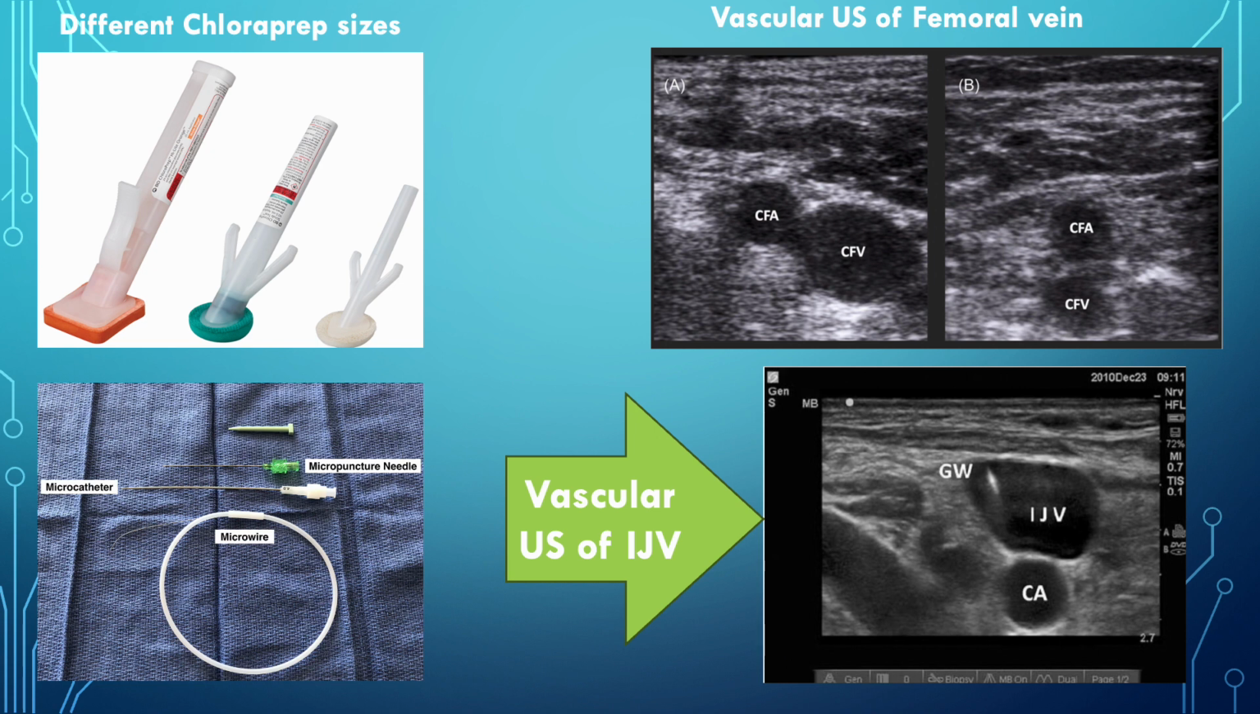And we can see here in the pictures the ChloraPrep. If you are not familiar with this cleaning or sterilizing solution, it has isopropyl alcohol 70% and 2% chlorhexidine. And these are pictures of the femoral vein with ultrasound, and you can tell it's helping.